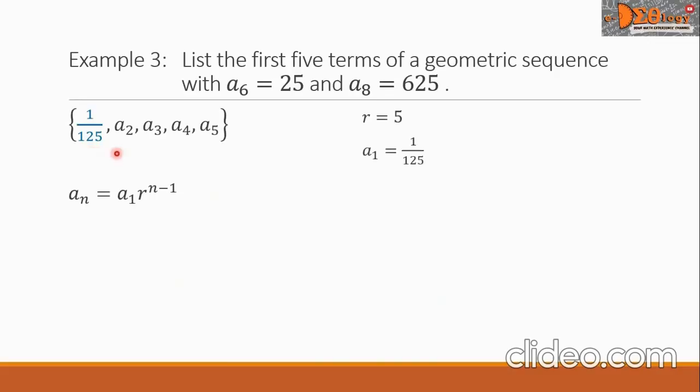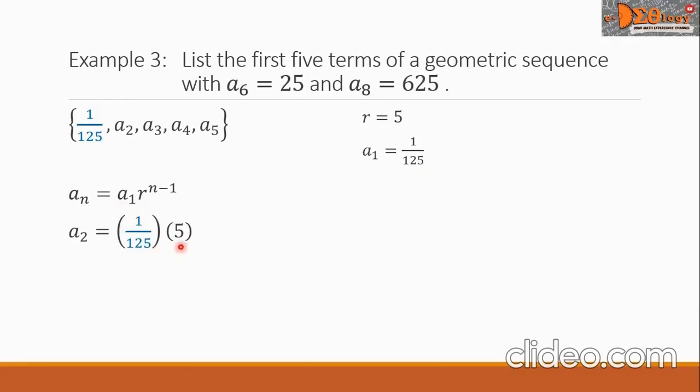Now let us solve for a sub 2. Using our general term formula, we have a sub 2 equals a sub 1 times r raised to 2 minus 1. Let us substitute our values. The r and the a sub 1 are here. So we have now this a sub 1 is 1 over 125 times r is 5.